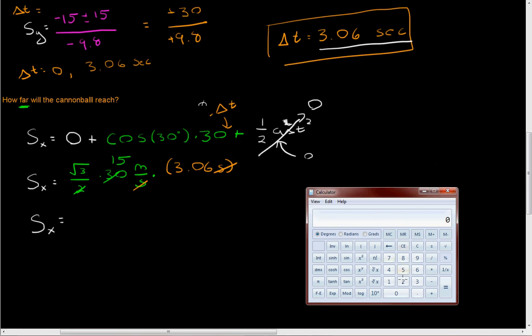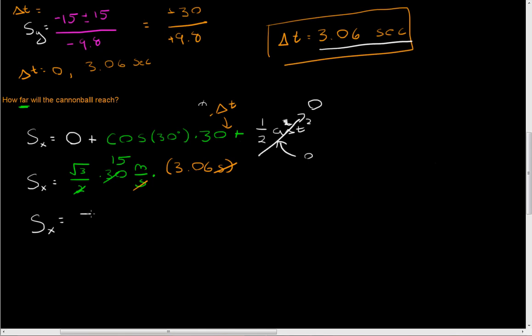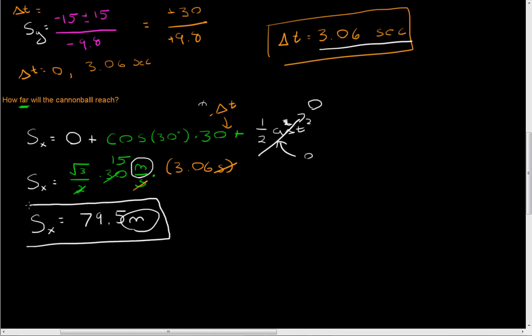alright, so square root of 3, which is 1.73, times 15, times 3.06 seconds, equals 79.5 meters. And I know it's meters because I had meters left up here. So this is our ending position after 3.06 seconds.